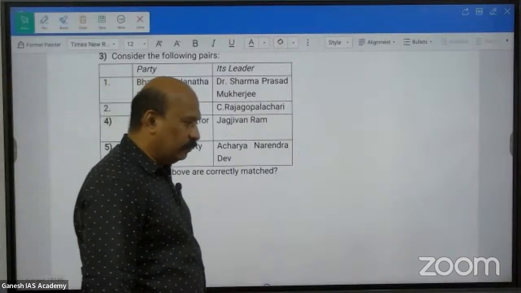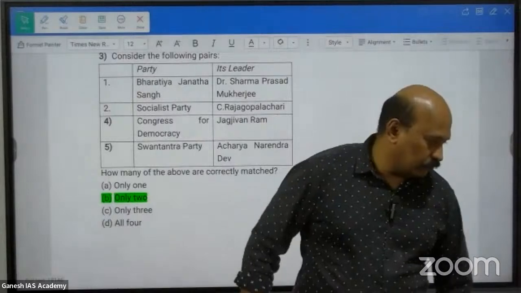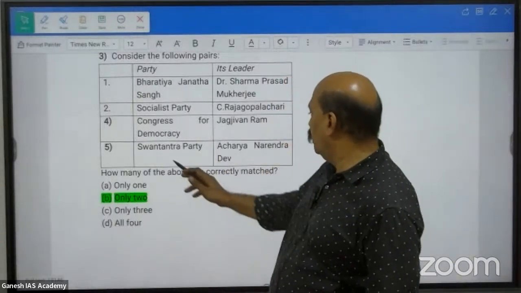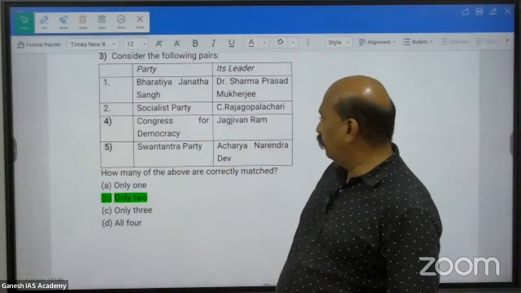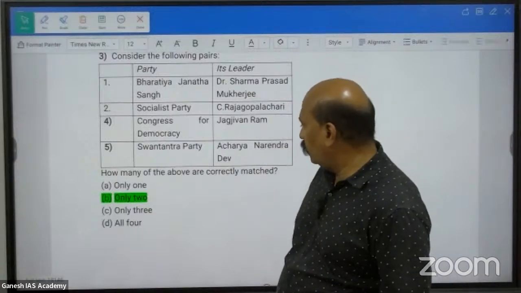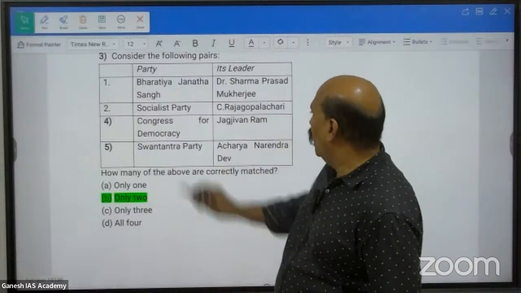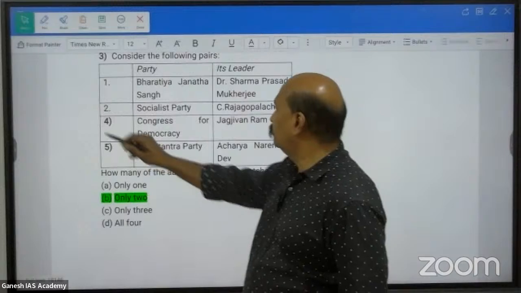So Bharatiya Janata Party, Dr. Shyama Prasad Mukherjee. Socialist Party, C. Rajagopalachari. Congress for Democracy, Jagjivan Ram. Swatantra Party, Acharya Narendra Dev. Of these four, which are the correctly matched pairs? How many pairs are correctly matched?